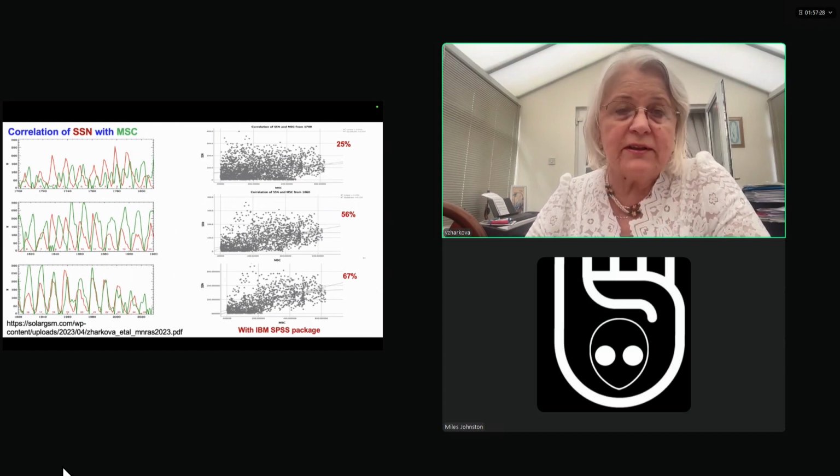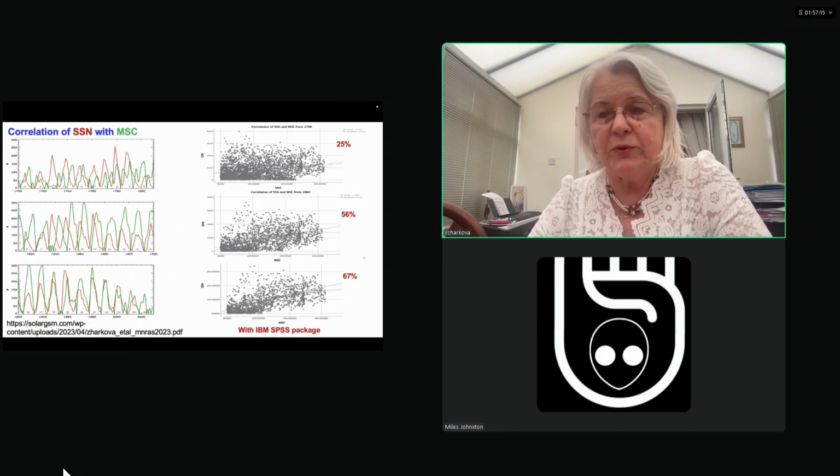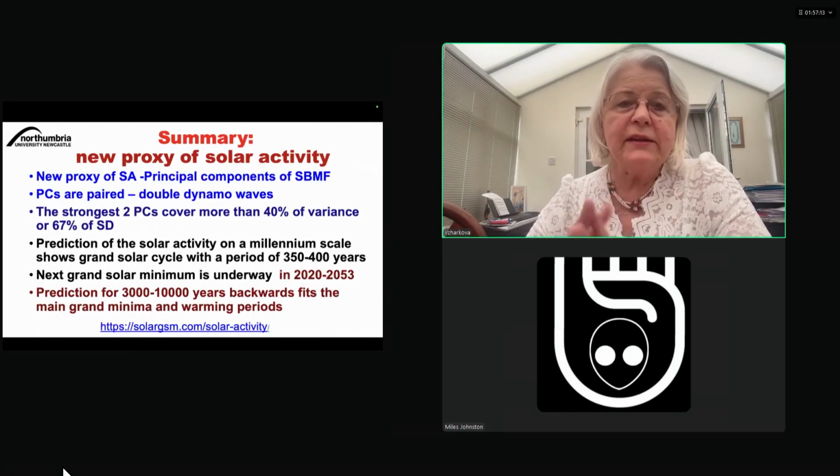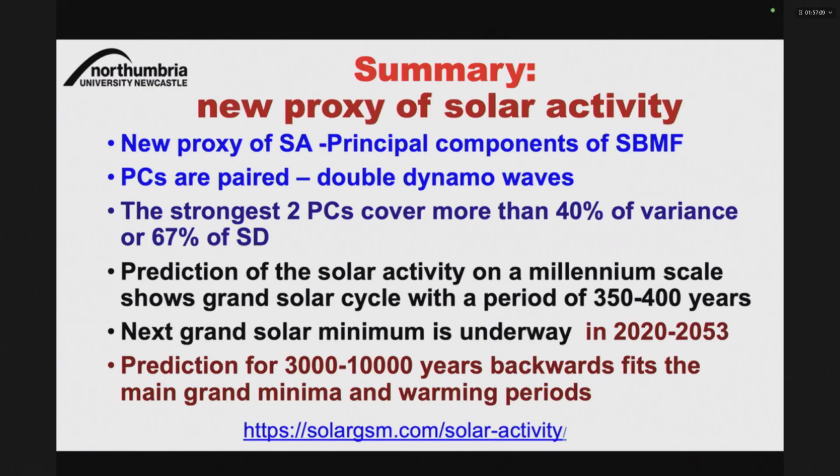The advantage is that it has a formula which defines activity. So you're not relying on whatever data or observation or accuracy. You have the formula, you can use it and compare with what people have. So basically what we got is a new proxy of solar activity defined with principal component analysis. And the strongest two principal components cover about 40% of the variance of data, or 60% by standard deviation.